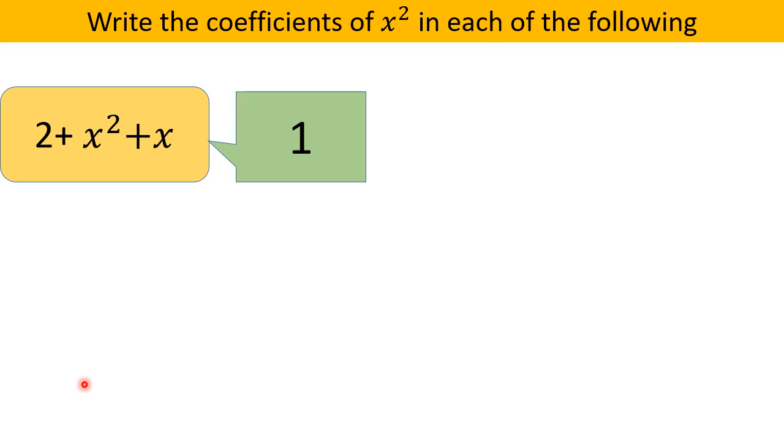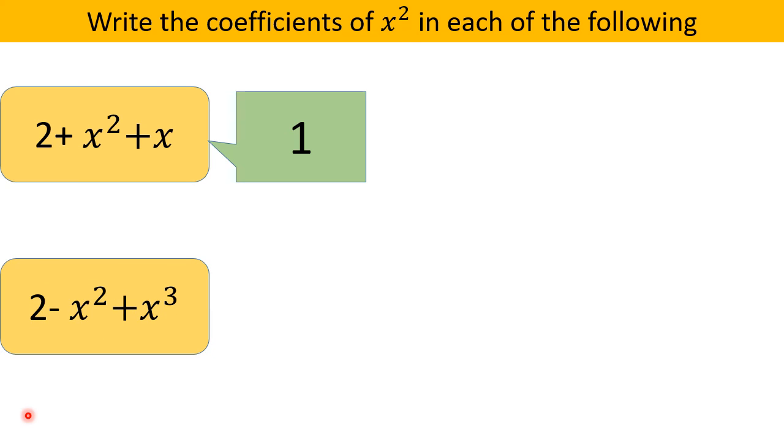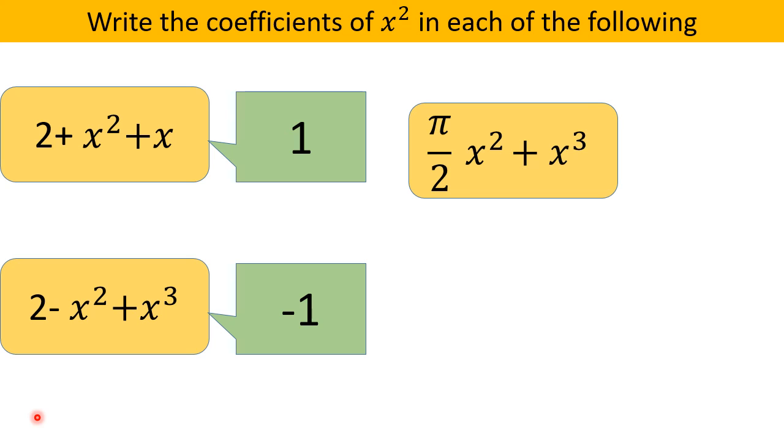Then, moving on to the next example, it is 2 minus x square plus x cube. Here it is minus x square. So what will be the coefficient here? Yes, it will be minus 1. Then coming to the third one, it is pi by 2 x square. What will be the variable here? What will be the exponent here? The exponent is x square, but we are going to see what its coefficient is. The coefficient will be pi by 2.